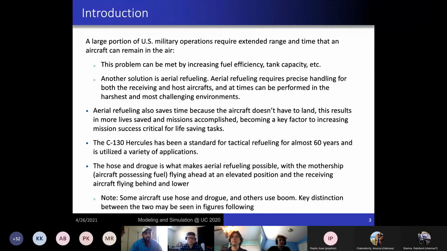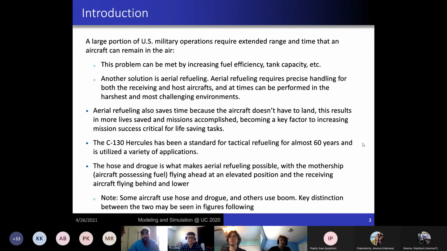A large case study was the C-130 Hercules, which has been a standard for tactical air refueling for almost 60 years and is utilized in a variety of applications. So the hose and drogue is what makes air refueling possible in our MATLAB simulation, with the mothership aircraft, the tanker, the actual aircraft possessing the fuel, flying ahead at an elevated position, and the receiving aircraft flying behind and lower.